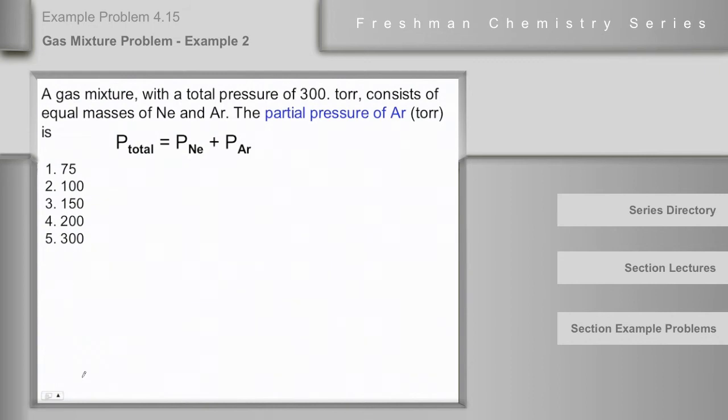And in particular, the partial pressure of argon will be given by the product of the mole fraction of argon in the mixture times the total pressure. Remember that? So the hard part of the question boils down to how can I translate this statement, equal masses of neon and argon, into a value for the mole fraction?